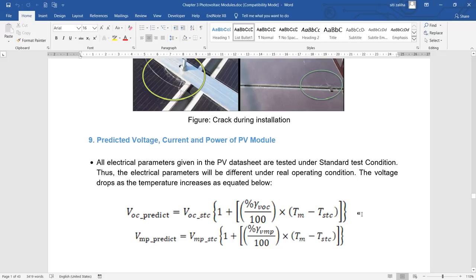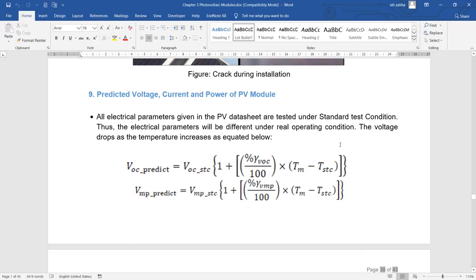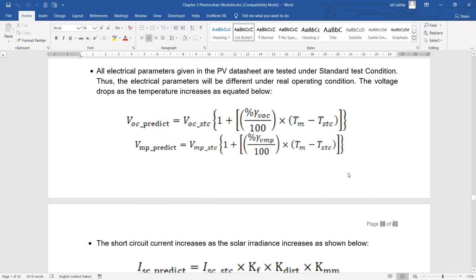So how do we predict the voltage, current, and power of PV modules? All electrical parameters given in the PV datasheet are tested under STC, standard test condition. This means the solar irradiance is 1000 watts per meter squared, and the cell temperature is 25 degrees Celsius at AM 1.5. It will be different if the PV module operates under real operating condition, ROC. The voltage drops as the temperature increases, as equated below. This is how you calculate or predict the output power under real operating condition.